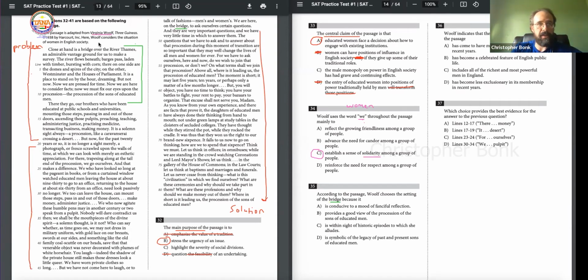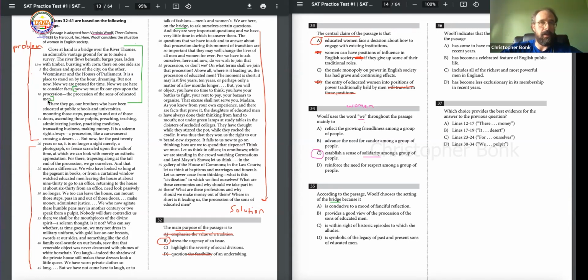Now, just from that, if you stop there, you might say fanciful reflection, stand on by the hour dreaming, that those go together. However, she's not finished. She says, but not now. Now we are pressed for time. Now we are here to consider facts. Now we must fix our eyes upon the procession of the sons of educated men.